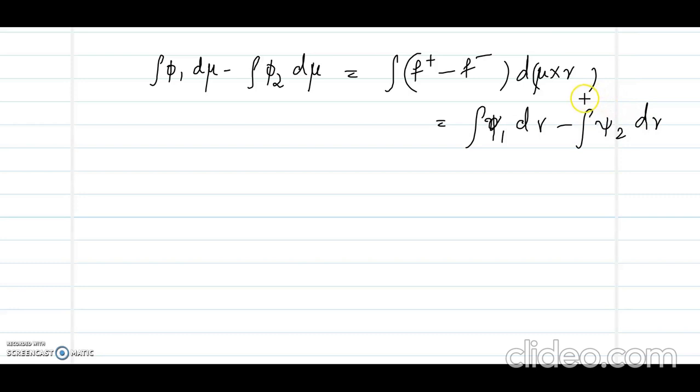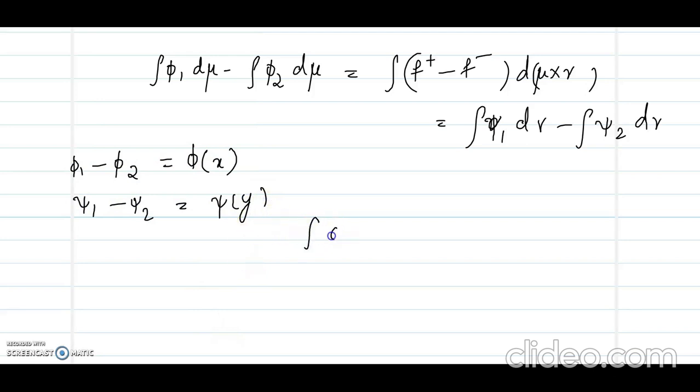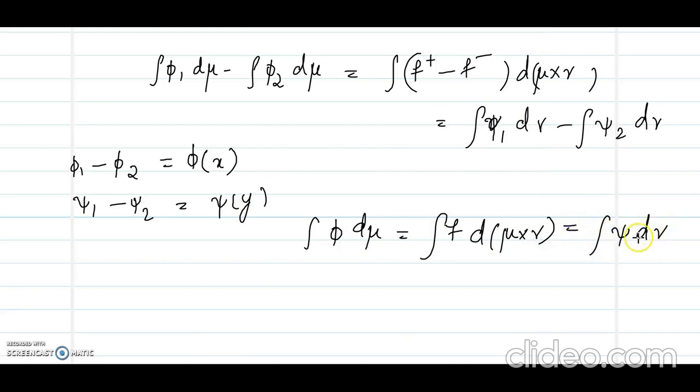Now phi 1 minus phi 2 will be equal to phi of x, and xi 1 minus xi 2 will be equal to xi of y. So therefore on the left side we will get integral phi d mu, equal to integral f d mu cross r, and that will be equal to integral xi dr. So that completes the proof of the Fubini theorem.